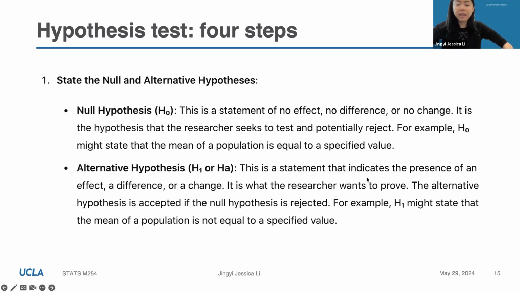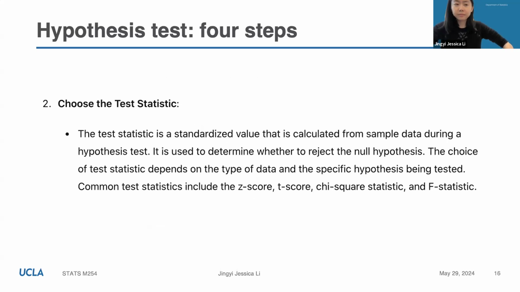It's a statement that indicates the presence of, in fact, a difference or change. If it is what the researcher wants to prove, the alternative hypothesis is accepted if the null hypothesis is rejected. For example, we refer to H1 as opposed to H0 for the null. H1 might state that the mean of a population is not equal to a specified value. In our case, the alternative hypothesis is that the gene has a higher expression in the cluster of interest than in other cells.